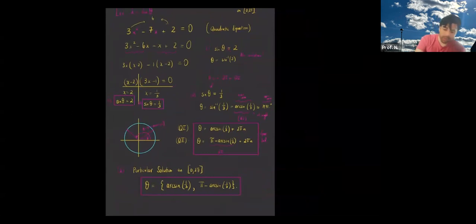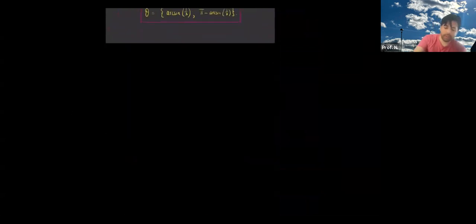So that's the idea. Let's do one more and then we can call it a semester. I think with this one, the answers will be a little bit cleaner. So 4 cosine squared theta minus 4 cosine theta plus 1 equals 0. So we have another quadratic, this time with cosine in it. So I'm going to let x equal cosine theta.